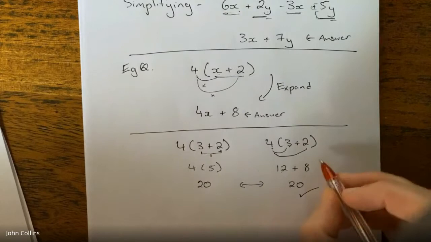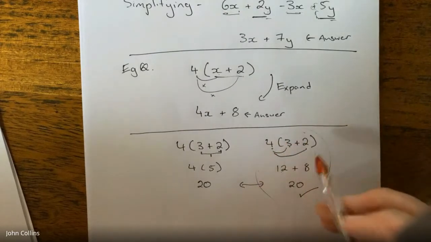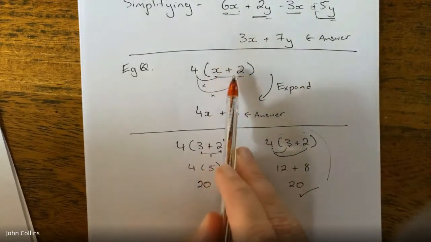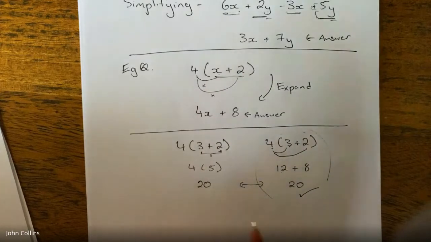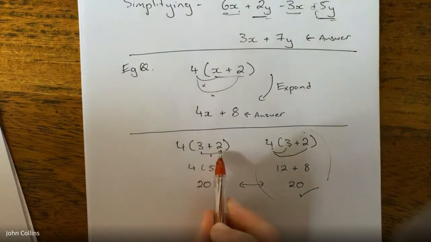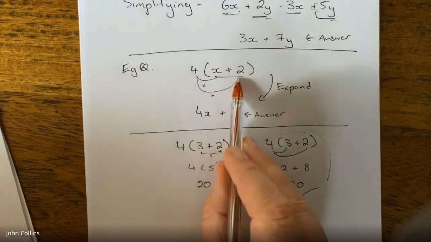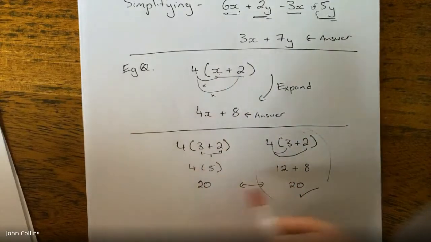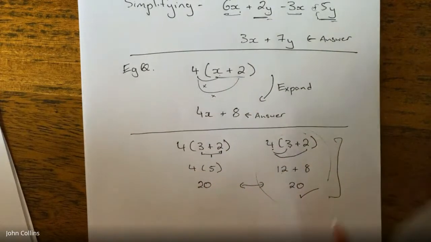And we can only use this one if we can't add the terms. So we can't add these because they're not alike. We cannot simplify first. This one we could simplify. This we can't. And that's why we need this rule. Okay, so you don't need to take that bit down. That's okay.